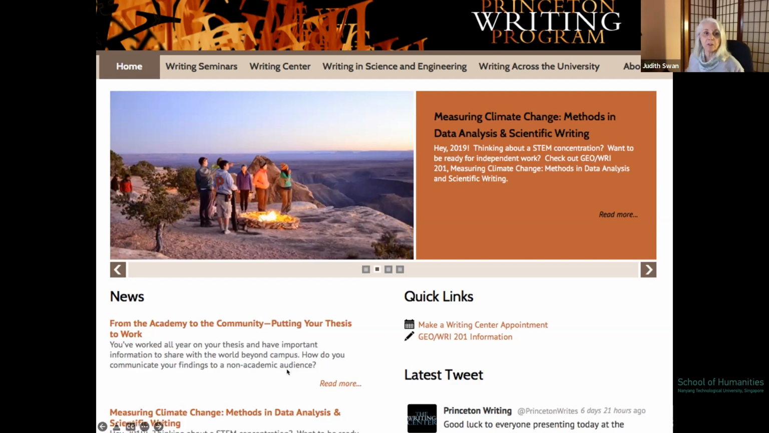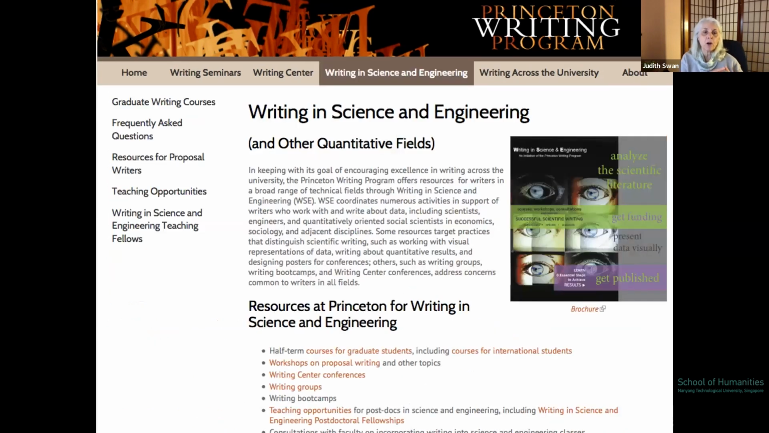That's one element of our program. We also have a writing center that predates this. It's quite enormous. It does over 5,000 appointments a year. In 2006, I launched graduate programs, Writing in Science and Engineering, which are courses now for postdocs as well as for graduate students. These are half-term courses. So for a while, we were what we called a donut. We had first-year undergraduates and PhD students, and everybody in between was in the Writing Center and nowhere else.